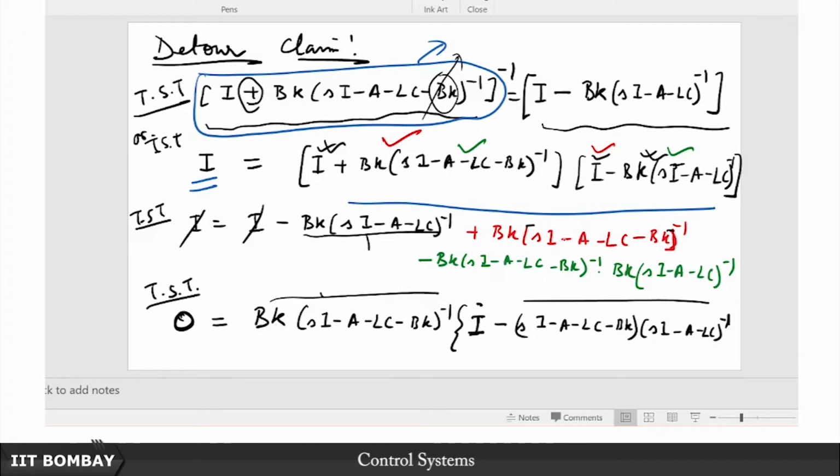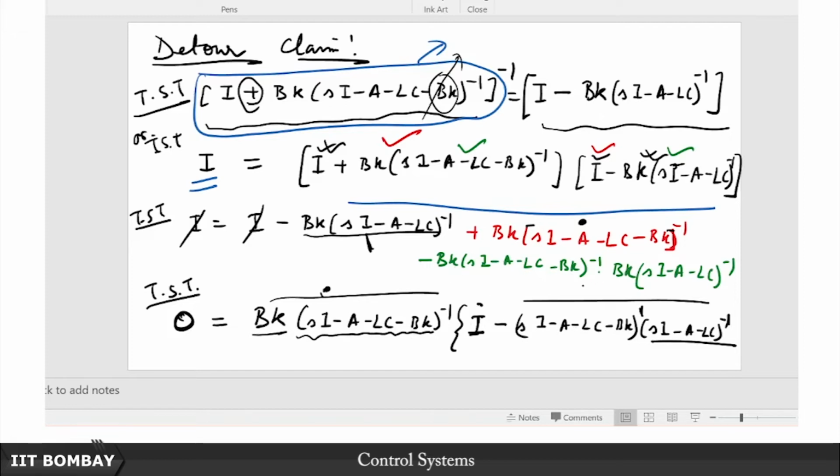So this term is basically this and this. Now this term, if I have to recover, I have to multiply with (Si minus A minus Lc minus bk) inverse times (Si minus A minus Lc minus bk), so they pulverize, and what remains is this bk times this, so that is basically this term. So this term is accounting for that.